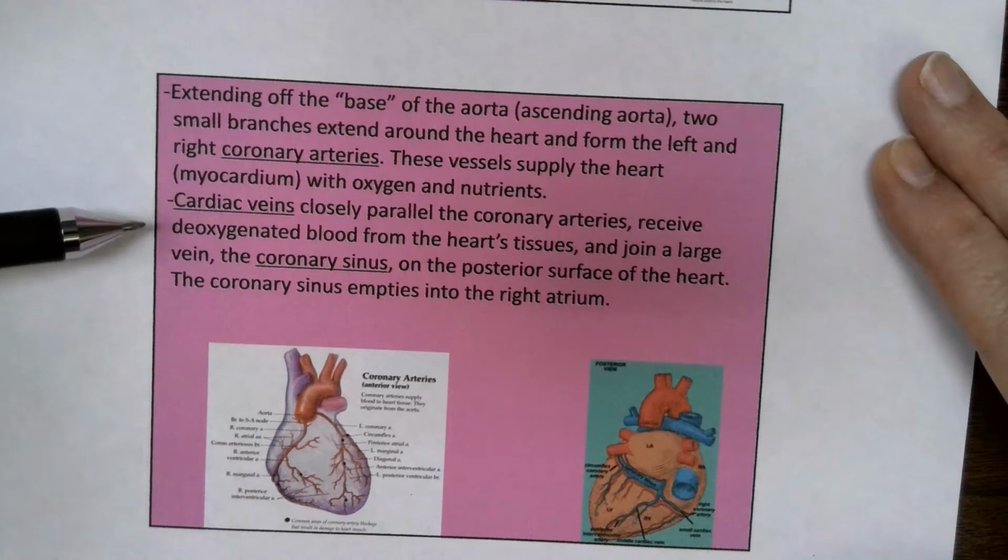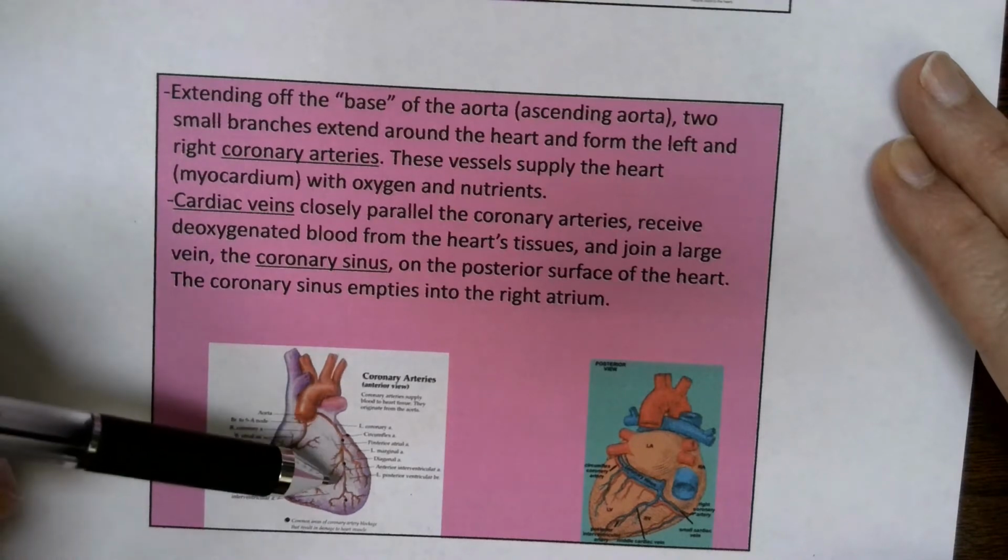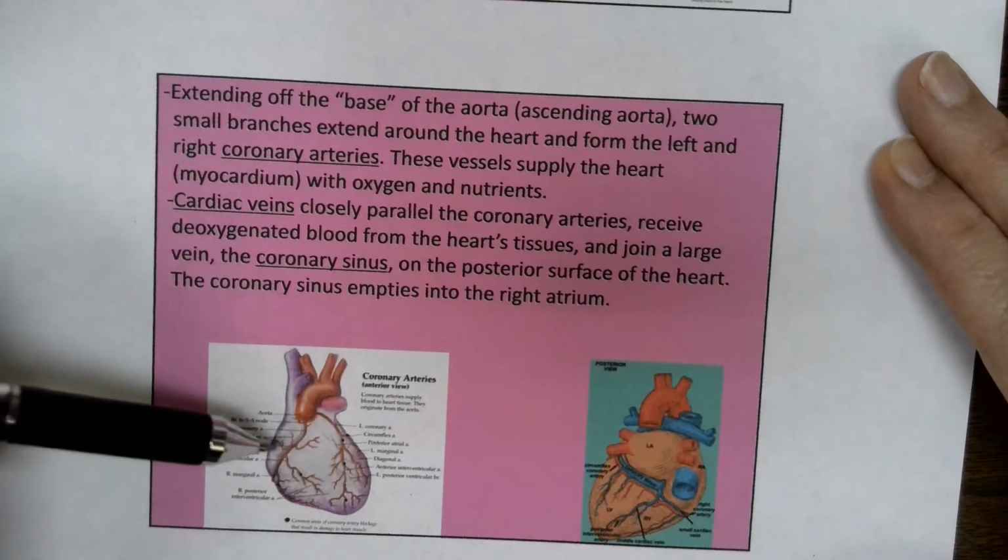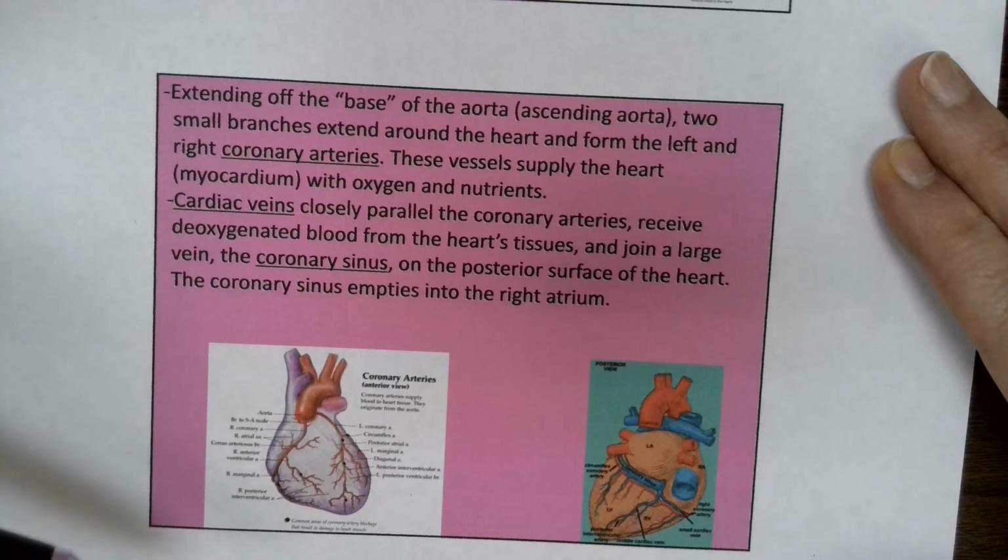Then we have cardiac veins that are going to also closely parallel those coronary arteries. Can't really see those on the diagram since those are red structures that are all supposed to just be arteries, but just imagine some blue veins paralleling that, and you can kind of see those over here.